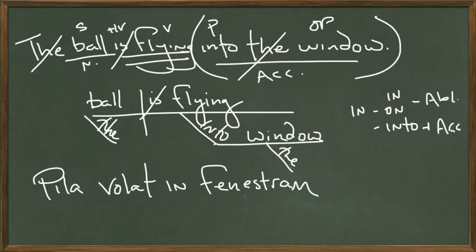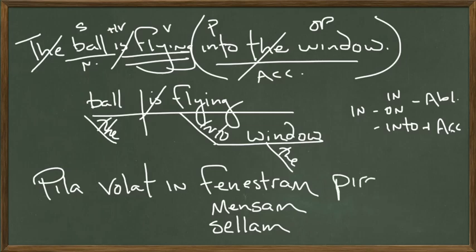Pila volat in fenestram. If the ball is flying to the table, pila volat in, into the table, right? It's about to hit the table. In mensam. If the ball is flying toward the chair, pila volat in sellam. If you've thrown a ball at a pirate, pila volat in piratam. He probably deserved it. Okay. So, if a subject is headed toward something, the object it is headed toward is in the accusative case.